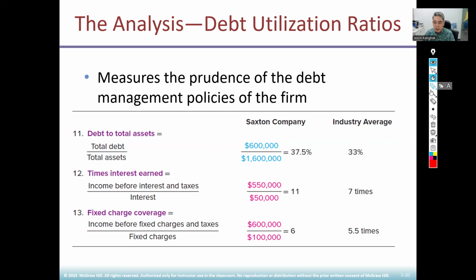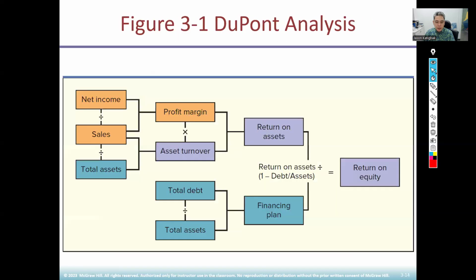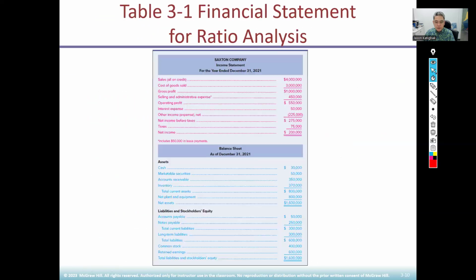Where did we get 550? I want to make sure that we can trace it back, because when we do the computation, I want to make sure that you know how to find it. Here is income, here, 550. Operating profit is income before interest expense and taxes, right? So it's 550 before.